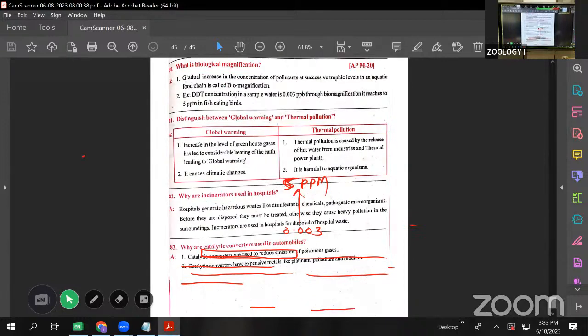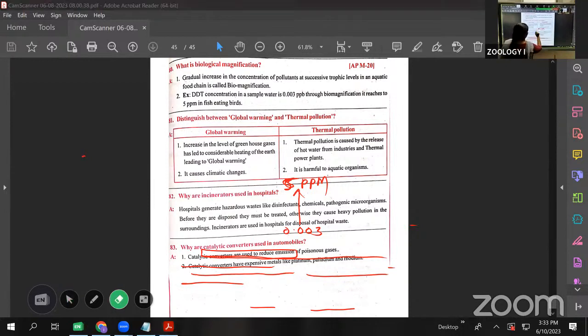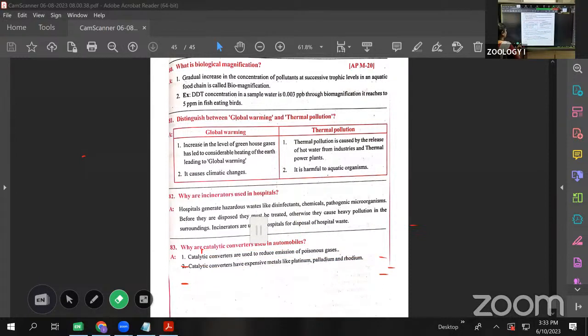Last one, the incinerators. What are the incinerators used for in hospitals?